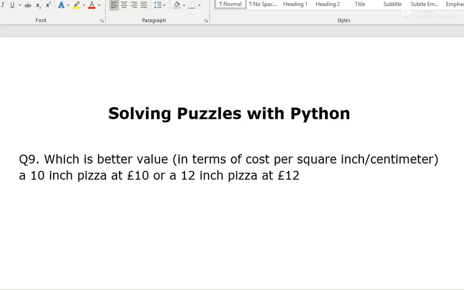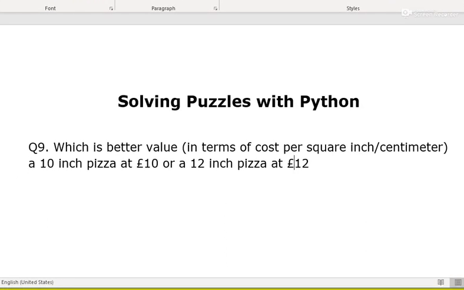So, this is actually one of my favourite ones as it has a very practical purpose. Which is better value, in terms of cost per square inch or cost per square centimetre, however you wish to work it out? A 10-inch pizza at 10 units of currency, in this case English pounds, or a 12-inch pizza at the same unit of currency, in this case 12 pounds.